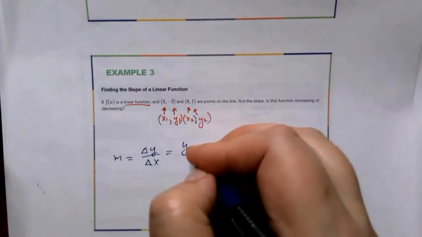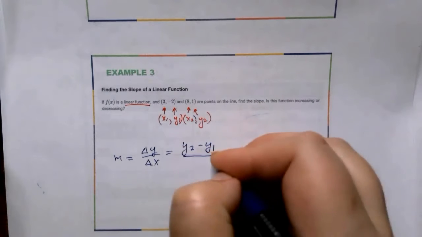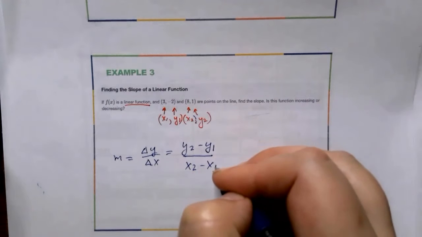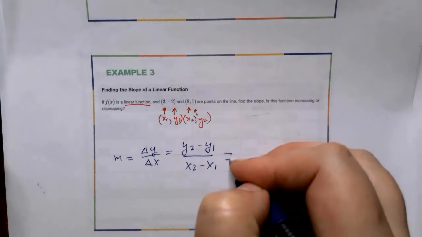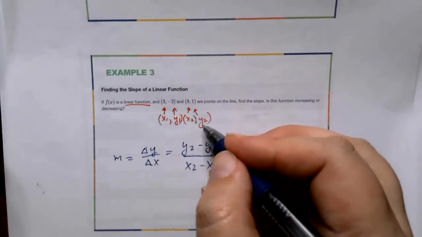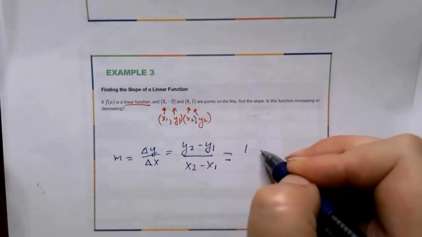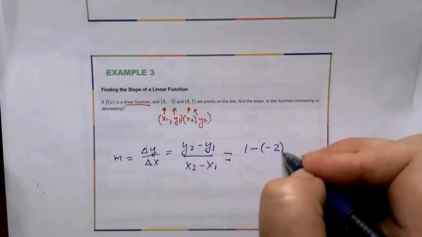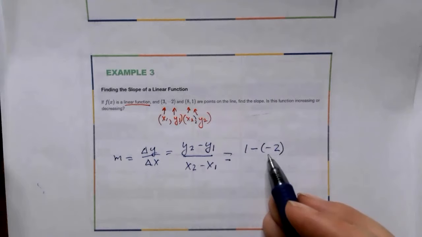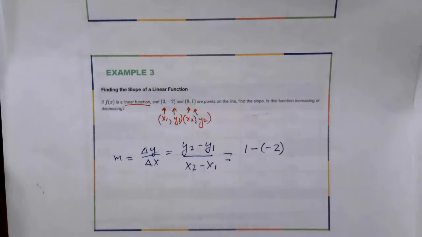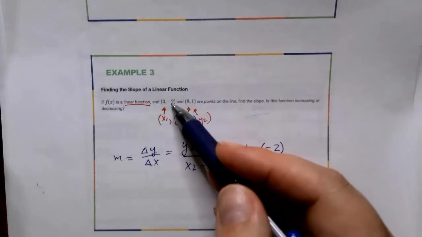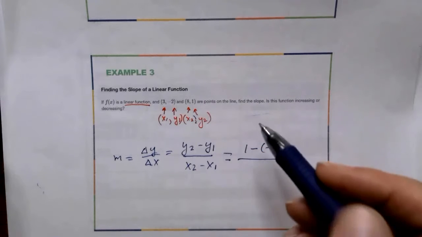And how do I find delta y? It's y2 minus y1 over, and for delta x, it's x2 minus x1, right? So that's the formula. Let's plug in those values. Y2 was 1, and y1 was -2. So minus a -2. Guys, please put 2 negatives here, okay? That's a common mistake that I see, is that students, once they put a minus, they don't put that minus again. So there's 2 minuses here.